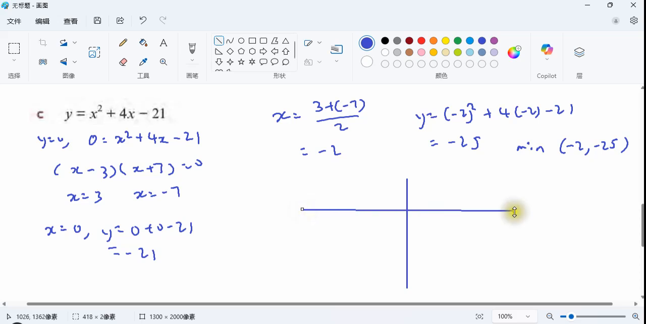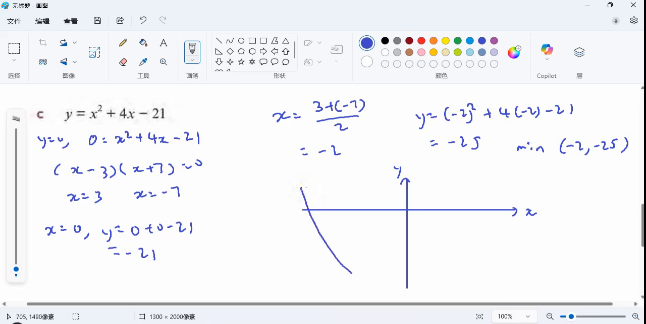Okay, so we have the y-axis and the x-axis, then the negative 2. So this is 3, this is negative 7, this is negative 21, and then we have (negative 2, negative 25). Okay.